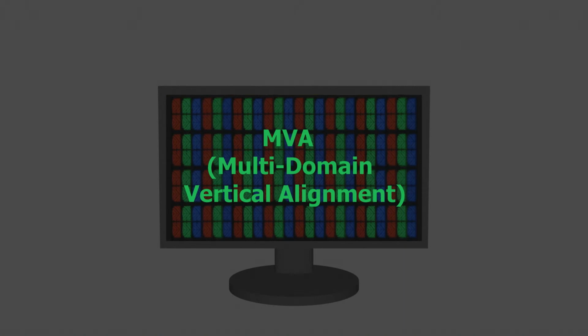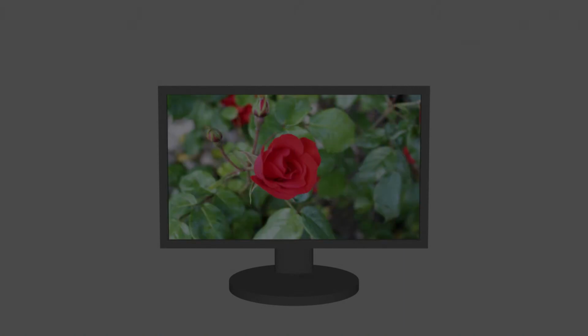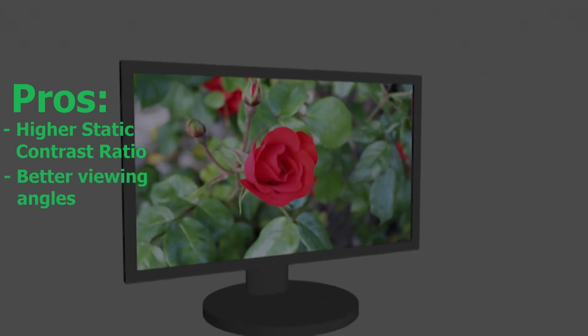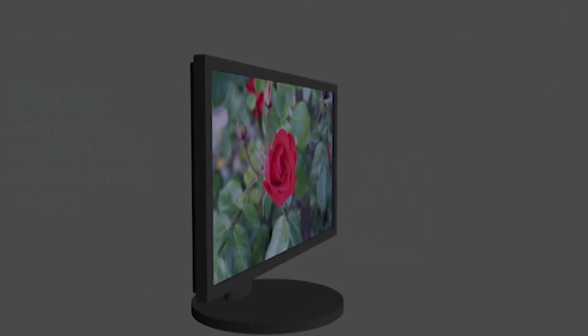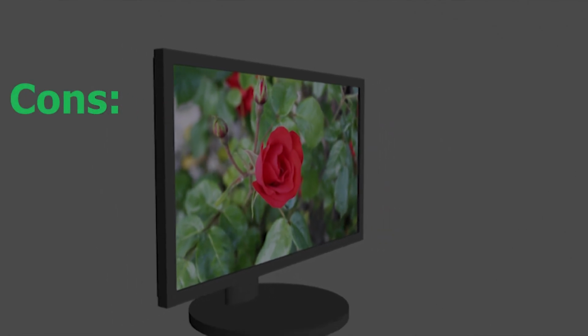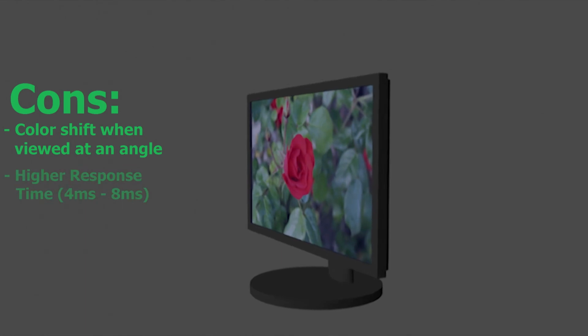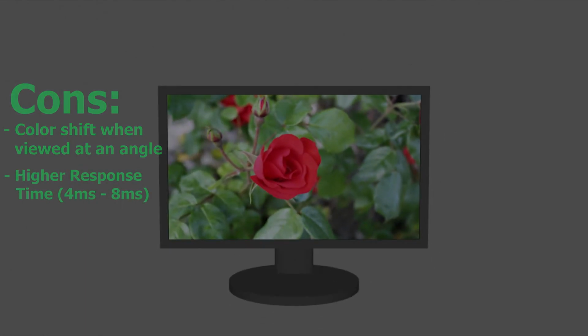MVA, or multi-domain vertical alignment panel, has a higher color contrast and will not suffer from the same viewing angle problems compared to a TN panel. This panel type, however, does suffer color contrast distortions when viewed from an angle and may have a higher response time compared to a TN panel.